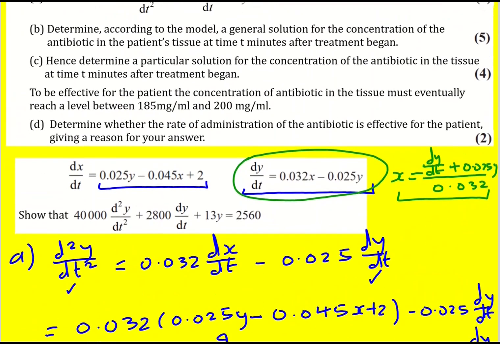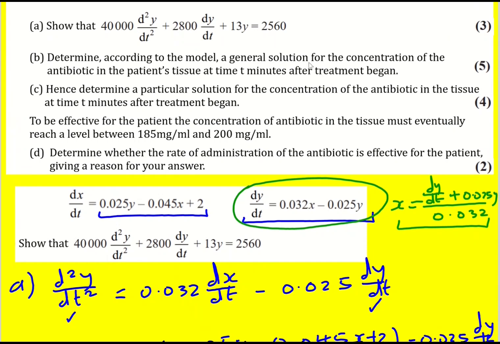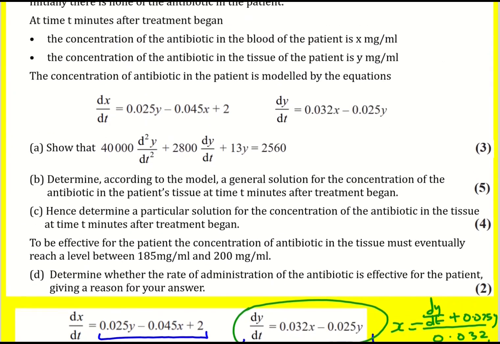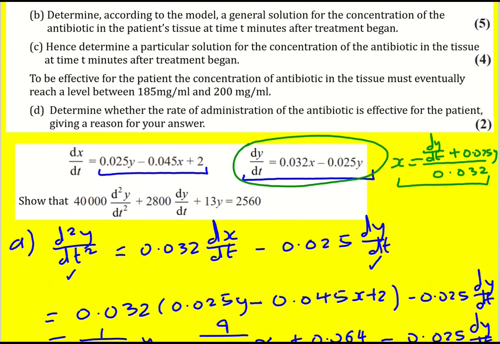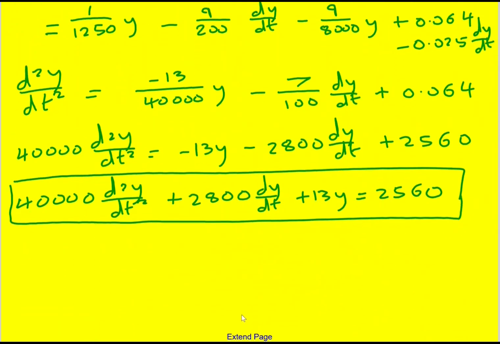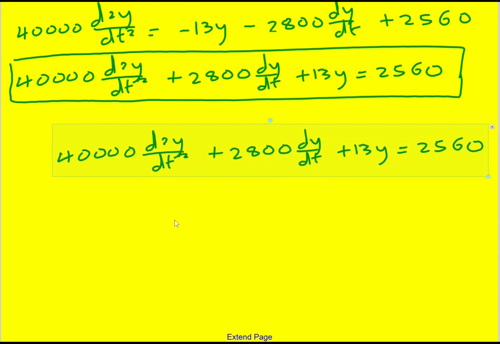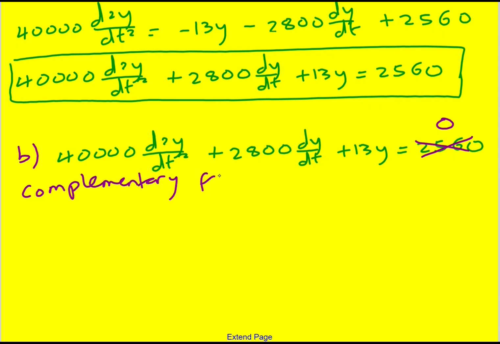So of course, now we're being asked to solve it. Find a general solution for the concentration of the antibiotic in the patient's tissue at time t minutes after treatment began. That is precisely y. So the first thing we're going to do is make this equal to 0 and look at the complementary function. What value of y makes that 0? And then we'll find the value of y that also gives the 2560.